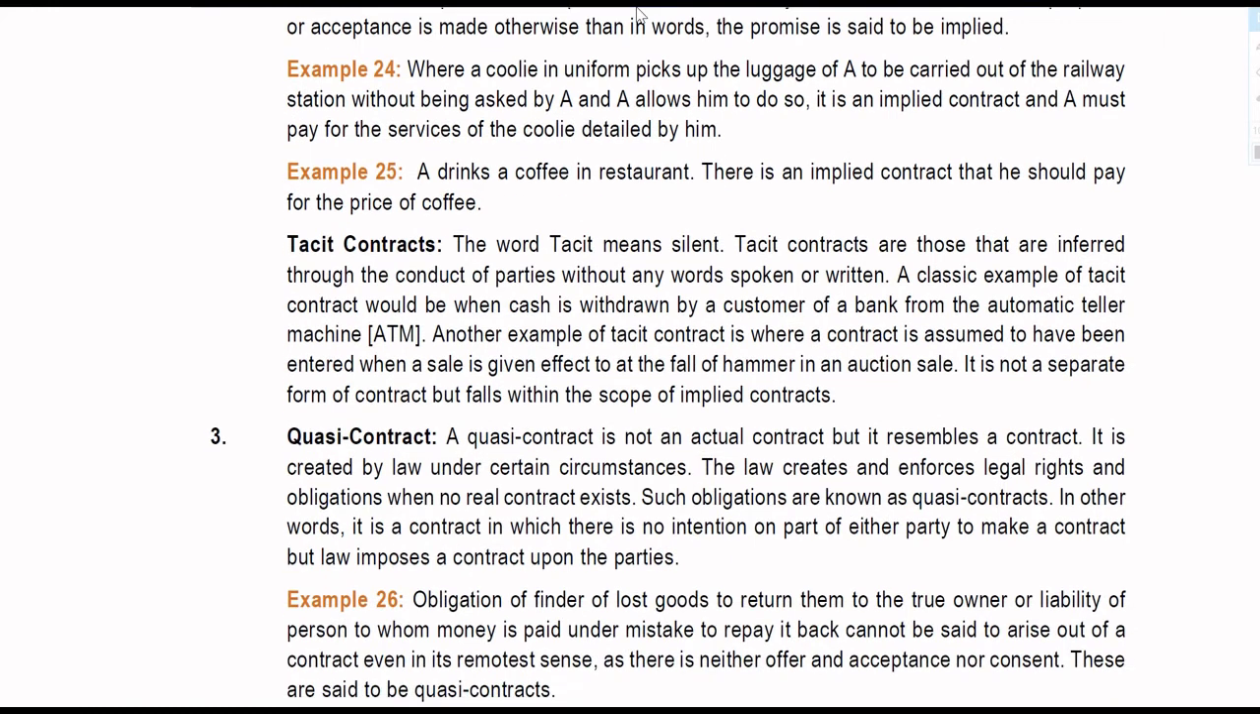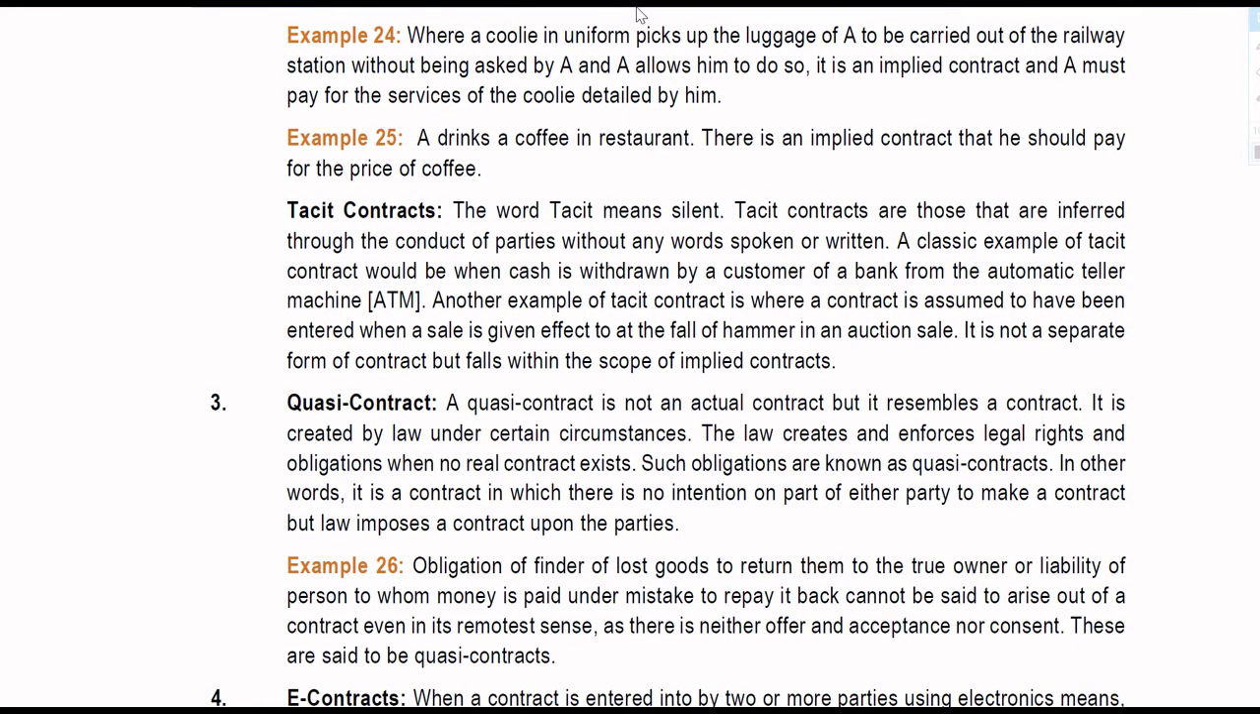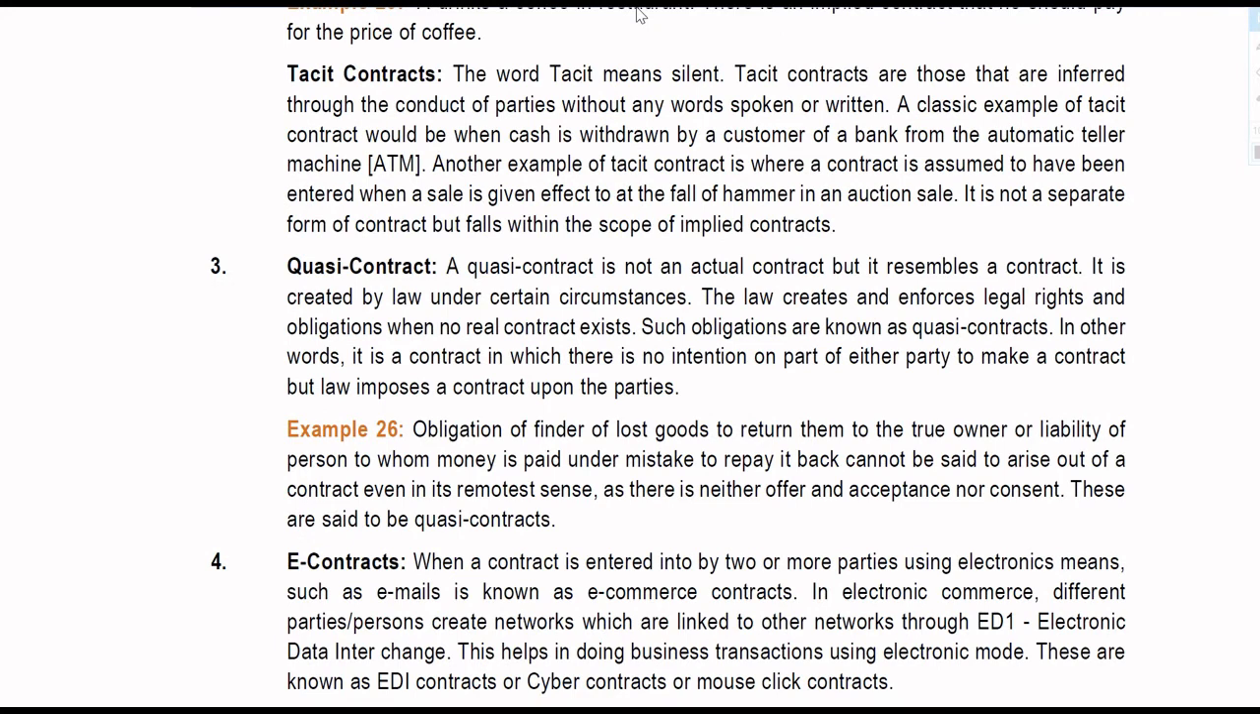Quasi contract. A quasi contract is not an actual contract, but it resembles a contract. It is created by law under certain circumstances. The law creates and enforces legal rights and obligations when no real contract exists. Such obligations are known as quasi contract. In other words, it is a contract in which there is no intention on the part of either party to make a contract, but law imposes a contract upon the parties. The obligation of a finder of lost goods to return them to the true owner, or the liability of a person to whom money is paid under mistake to repay it back, cannot be said to arise out of a contract even in its remote sense, as there is neither offer and acceptance nor consent. These are said to be quasi contract.